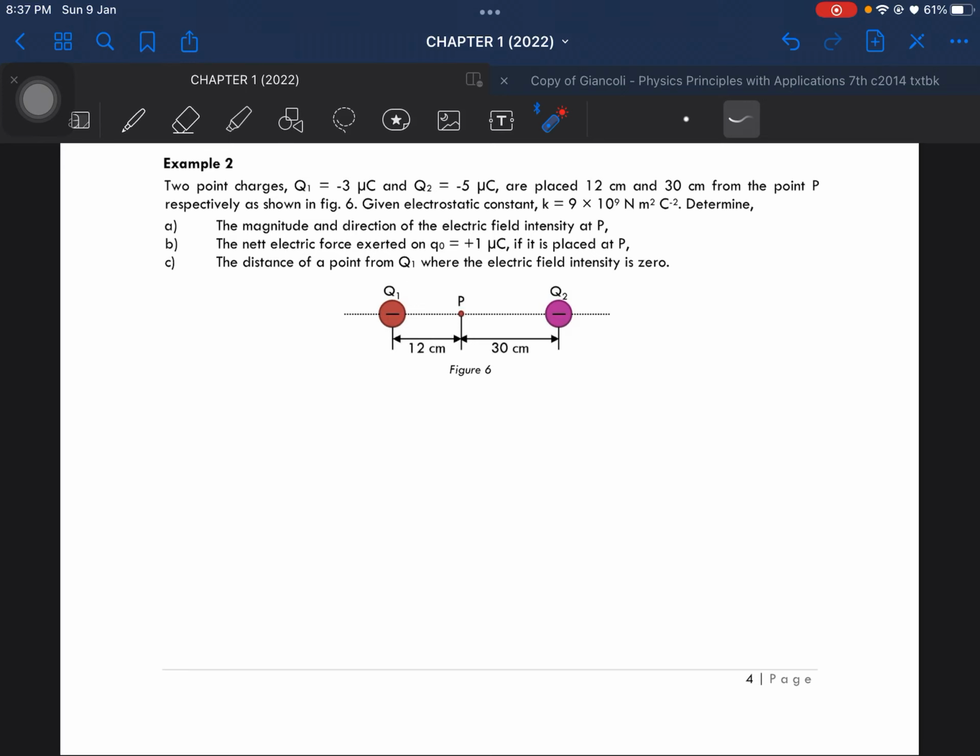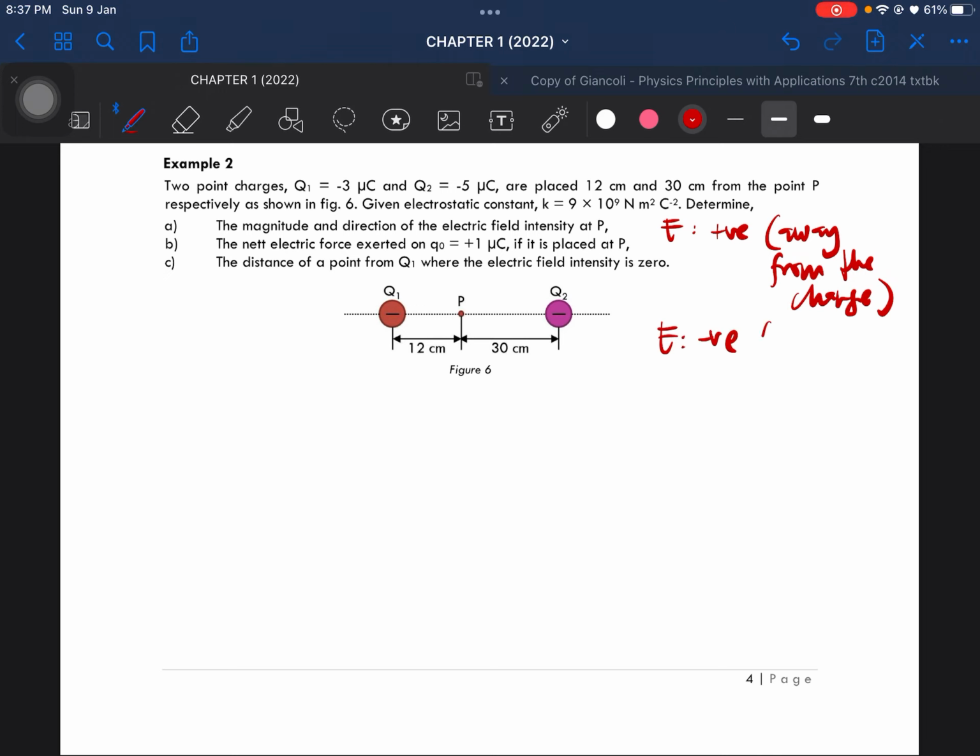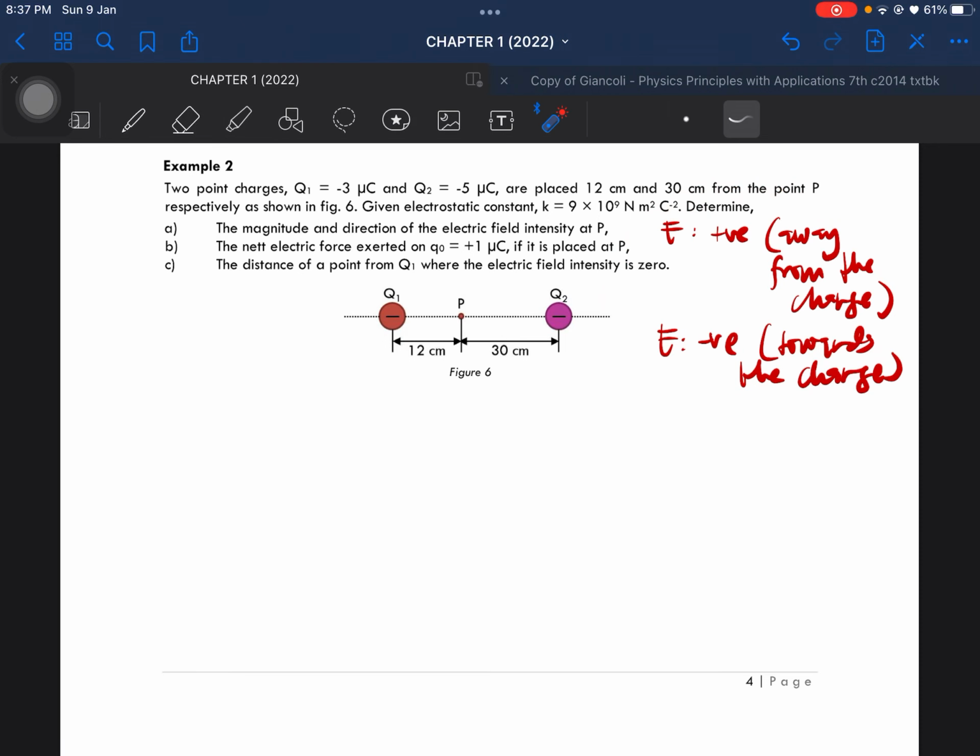Okay, so for electric field, one thing you should remember is that the direction of the electric field for a positive charge will be away from the charge, and the electric field for a negative charge is towards the charge. So if you were to draw, you should follow this. Let us try to draw based on what I've just explained.